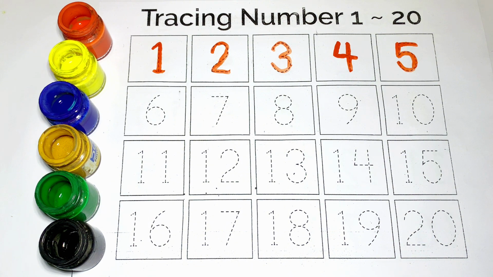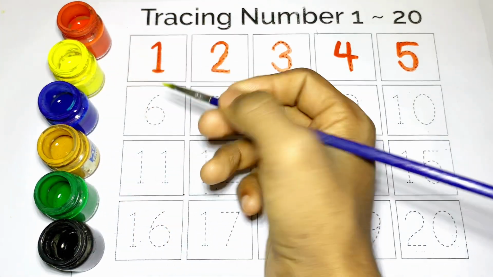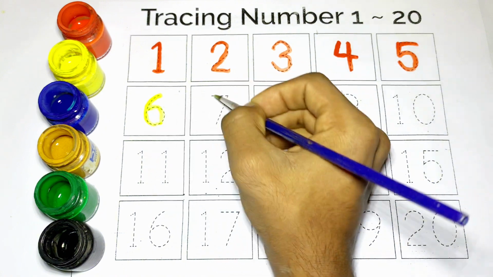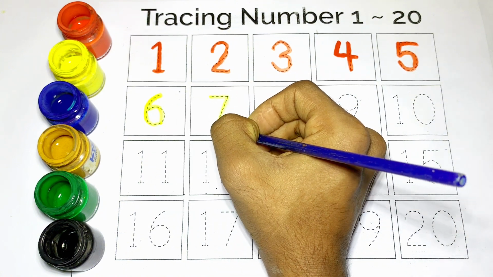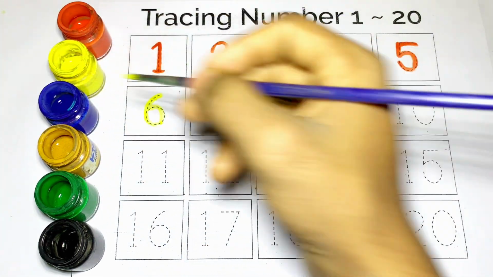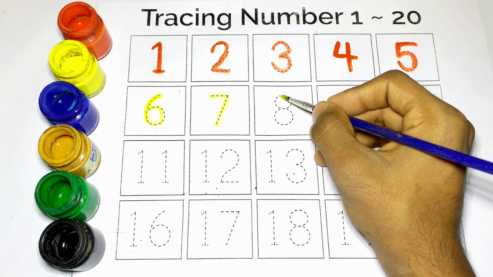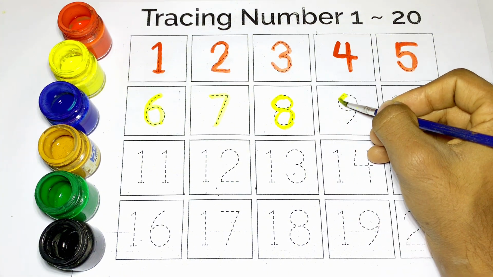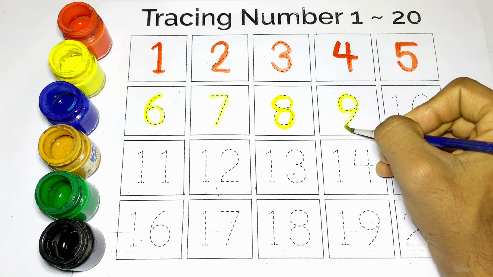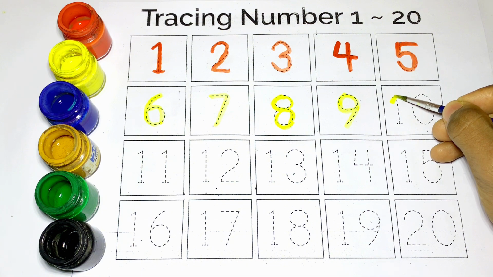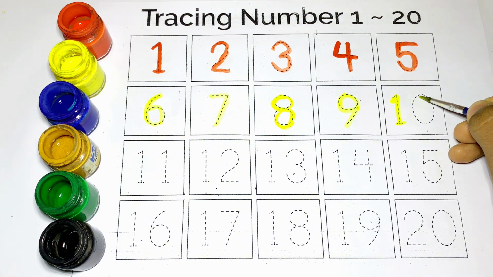The numbers of 6, and use yellow color. Yellow color. S-I-X, 6. S-E-V-E-N, 7. Kids, again use yellow color and draw 8. E-I-G-H-T, 8. 9. N-I-N-E, 9. Kids, again use yellow color and draw 10. T-E-N, 10.